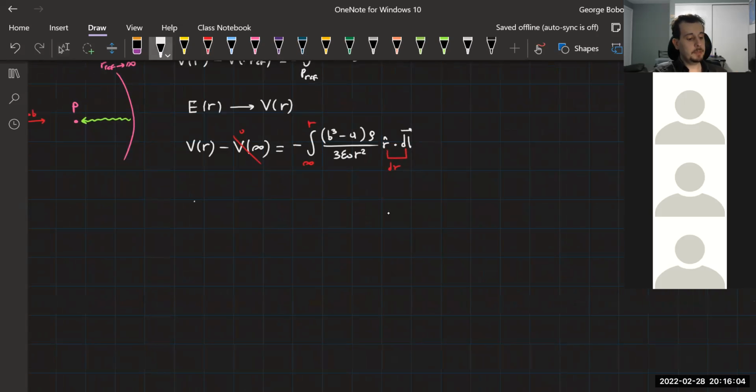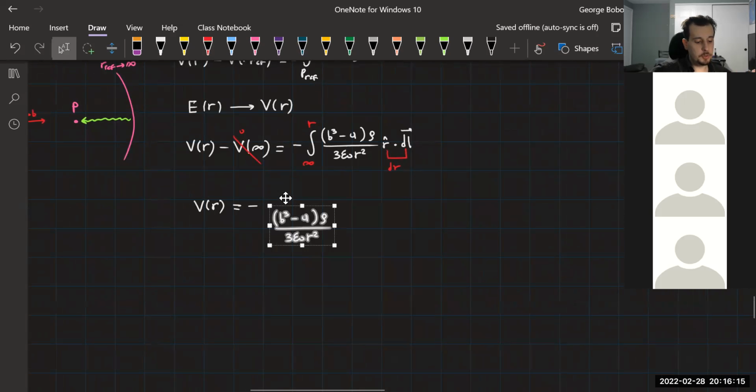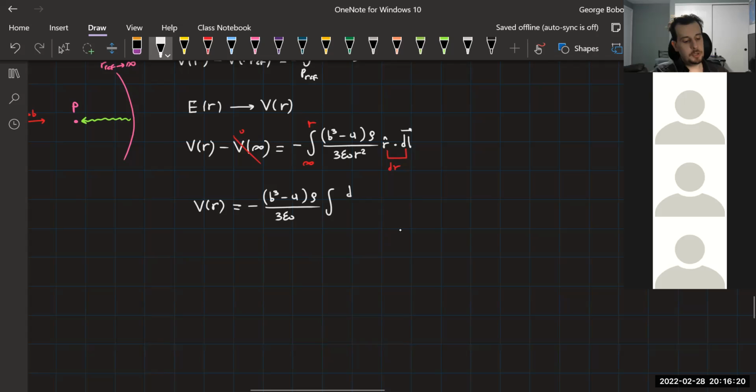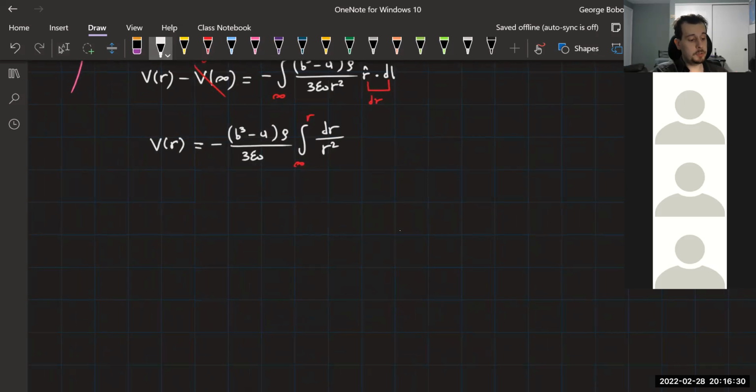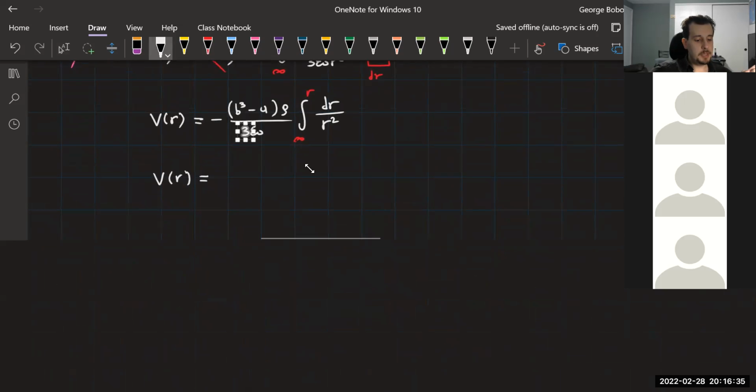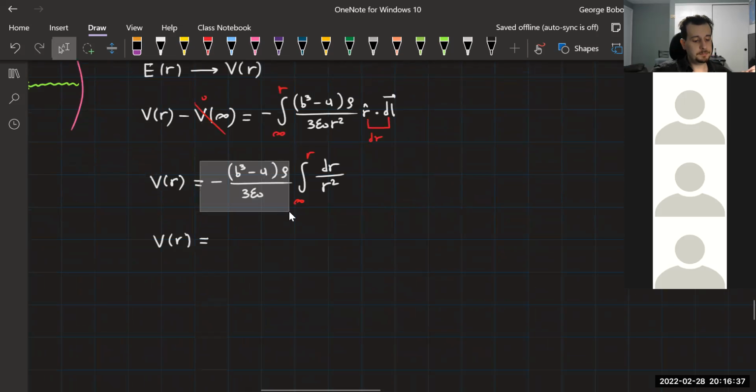There we have it. So V of R is minus, again, I'm just gonna copy the constant outside the integral, speed things up a little bit. And the integral is dr over r squared. This is, again, very familiar. This just gives you -1 over r for the result. So the potential is basically just this constant right now. You can see what it will become.